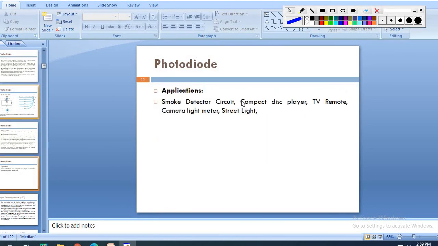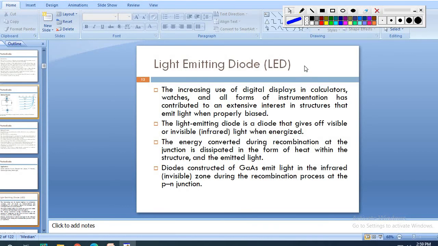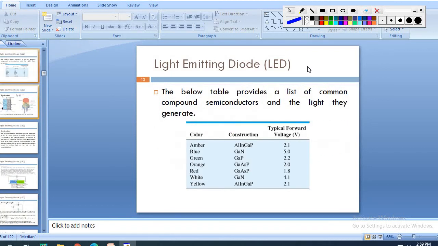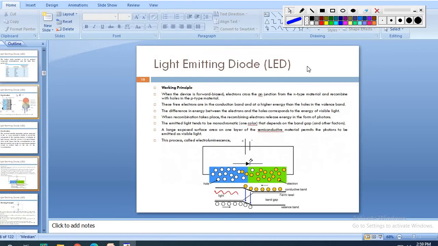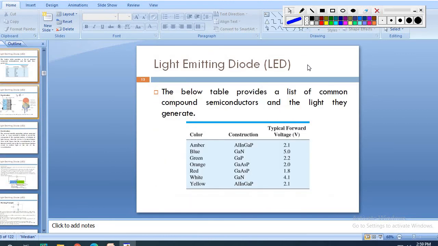These are some applications of the photodiode: smoke detector circuits, compact displays, TV remote, camera light meters, street lights. These photodiodes are very useful. Next is the light emitting diode, LED, its construction and working principle. This I will discuss in the next class.